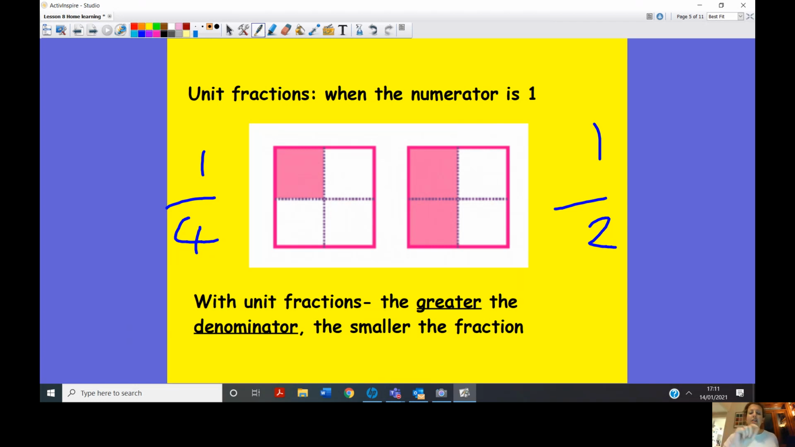You get less pie, pizza, cake, chocolate, whatever, if you only get a quarter, and you get more if you get a half.